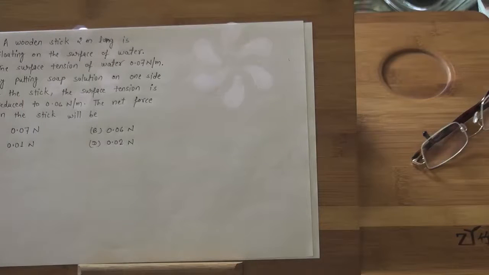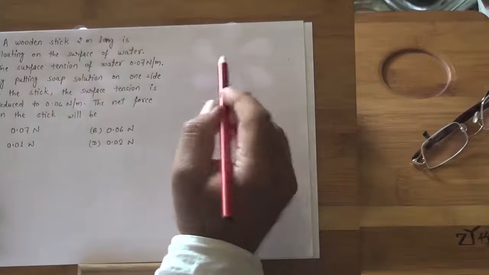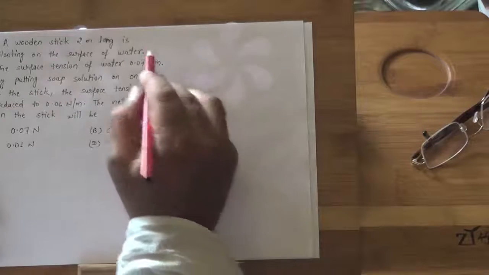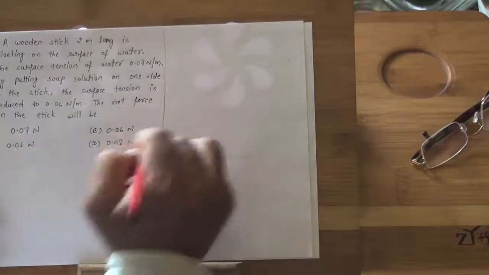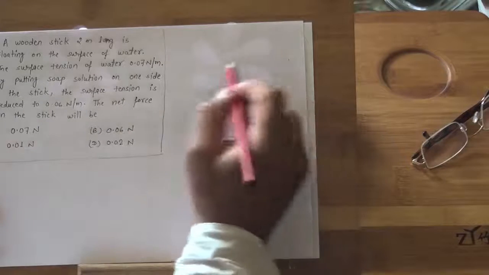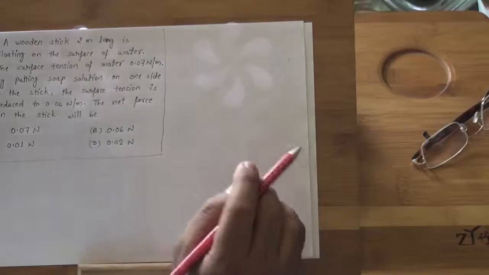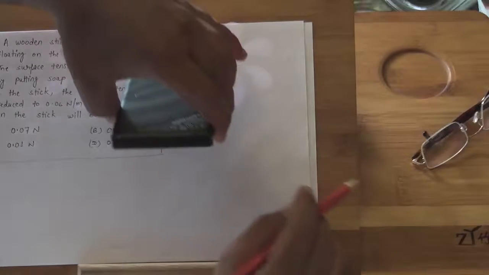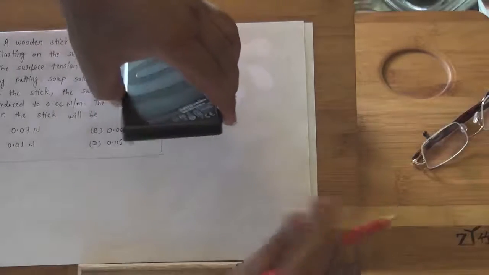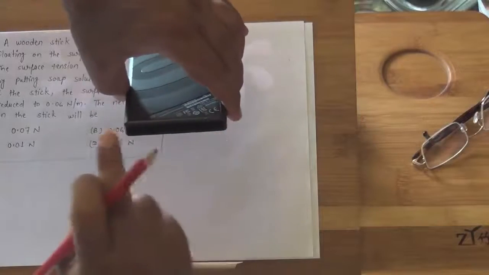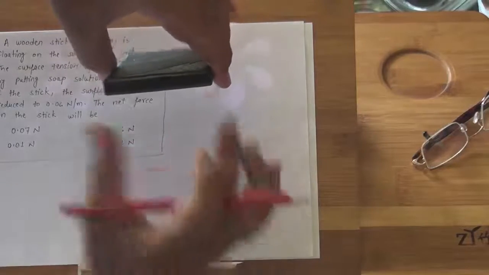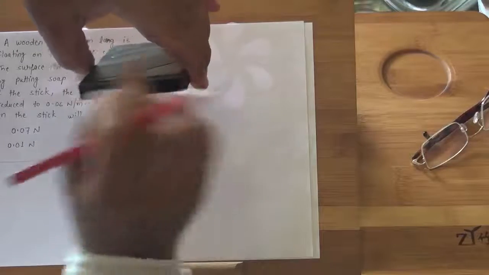A wooden stick 2 meter long is floating on the surface of water. The surface tension of water, okay, is so much. There is a stick, और उसको हमने ऐसे पानी में डुबाया. जब उसको पानी में डुबाते हैं, ये साइड हमको दिखता है. So I am drawing only this.